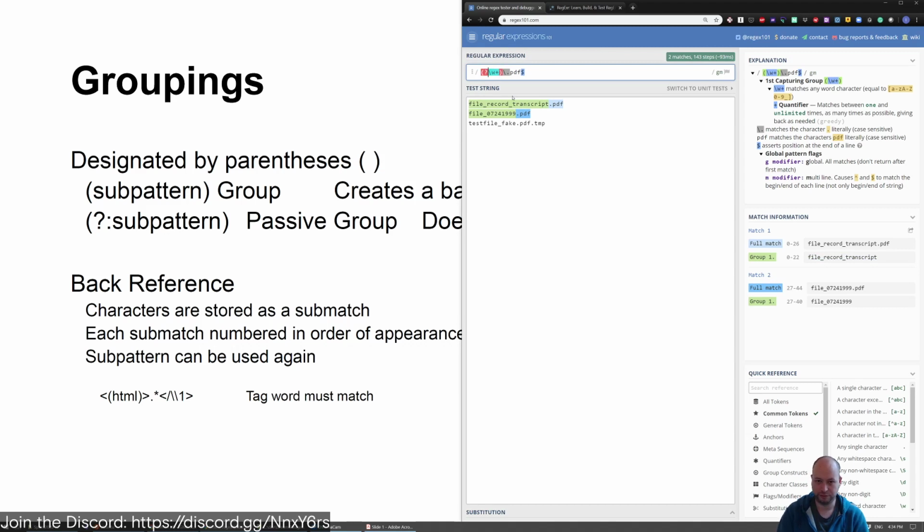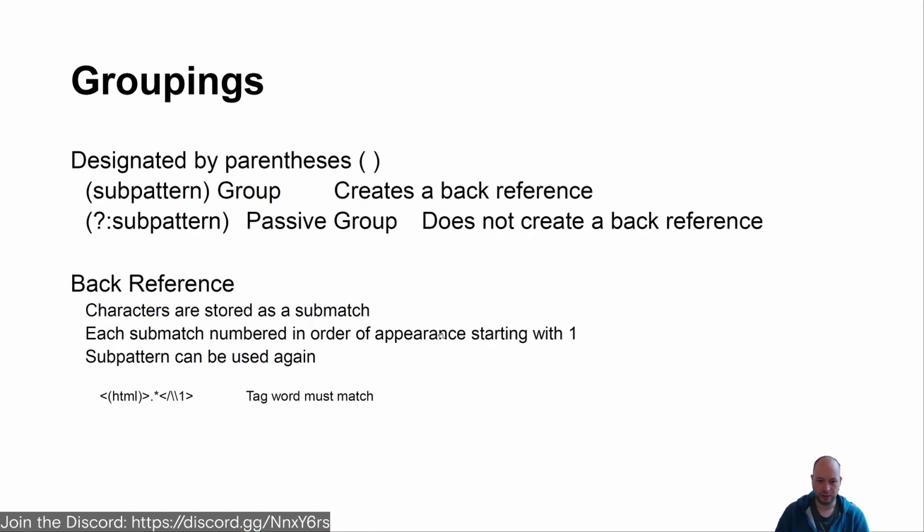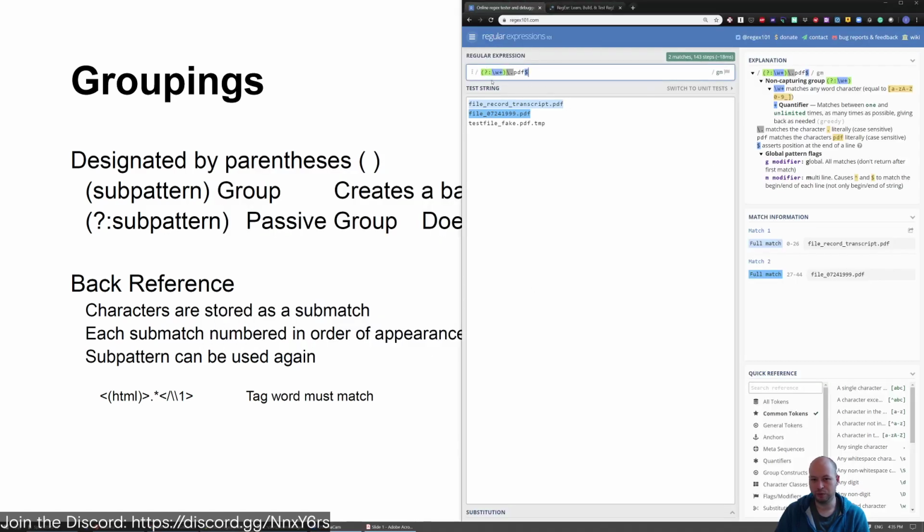If we put in this sort of thing here, we have a full match, and then we can actually use the passive group later, which is something that I have never really done. The nice thing is that when we have a back reference, we can have everything stored as a submatch, and then that subpattern can be used again. Generally speaking, when you do this kind of nomenclature, you then refer to it later.